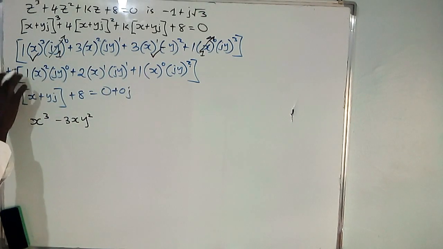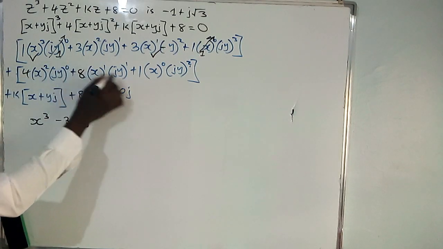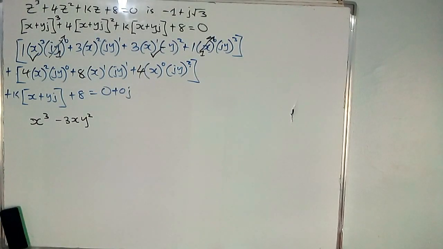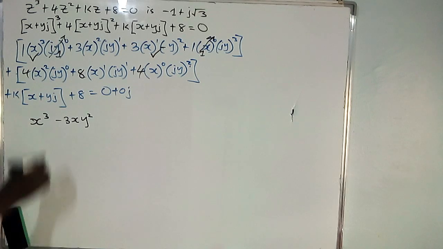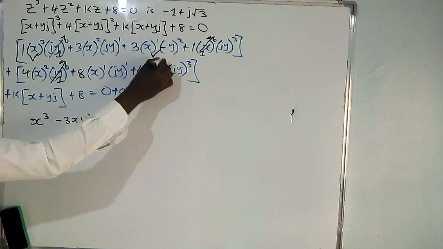4 times 1 you get 4. 4 times 2 you get 8. 4 times 1 you get 4. So you get rid of the coefficient. Now you can correct the real term, isn't it? Anything raised to power 0 is 1.